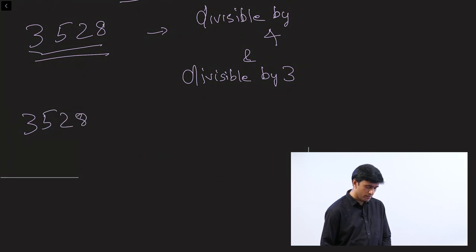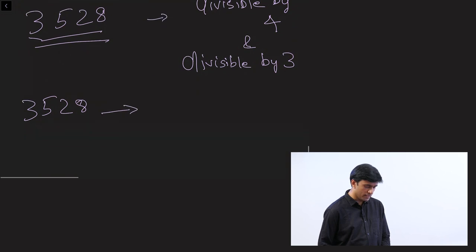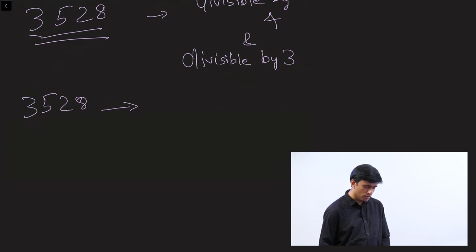3, 5, 2, 8. Let's check if this number is divisible by 4. How do you check if the number is divisible by 4? You need to see if the last two digits is a multiple of 4, 28. That's right, 4 into 7. So it is divisible by 4.